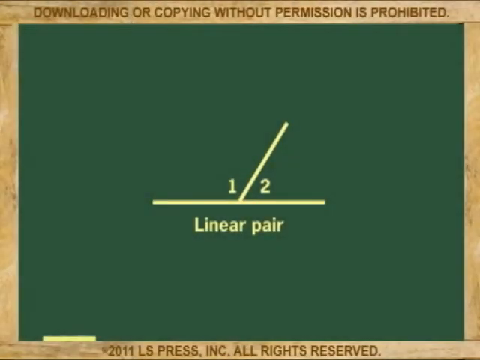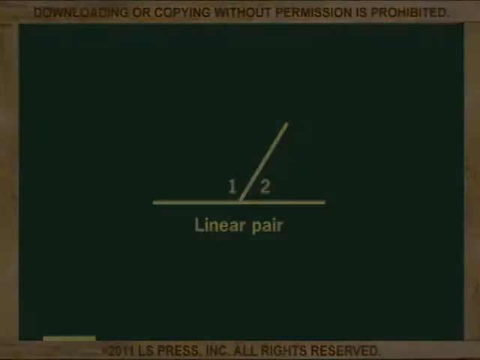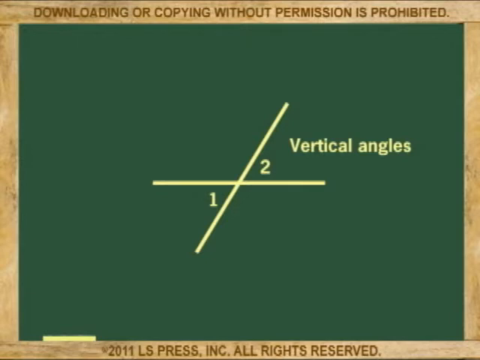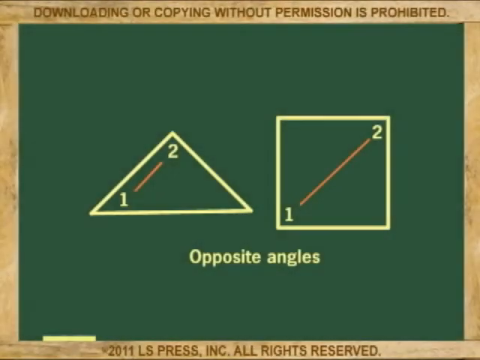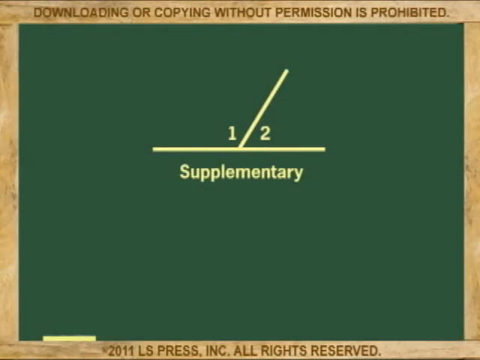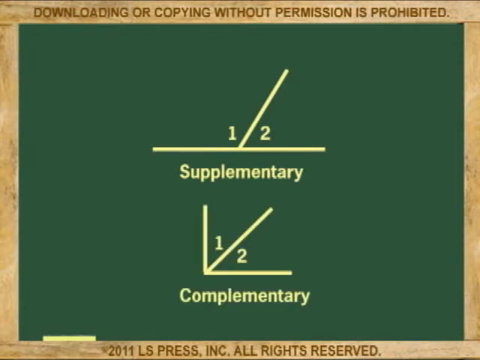Angles could be part of a linear pair. They could also be vertical when they are back to back, as they form part of an intersection. They could also be called adjacent or side by side, or opposite, like when they form part of a triangle or a quadrilateral. Let's talk now about supplementary and complementary angles.